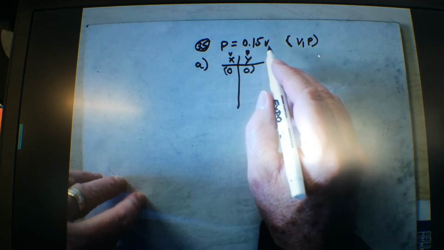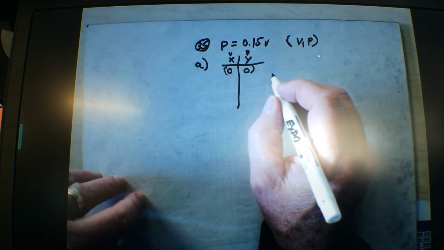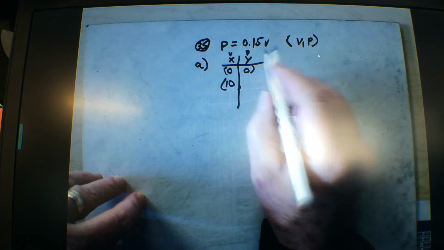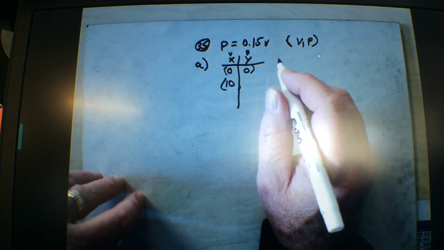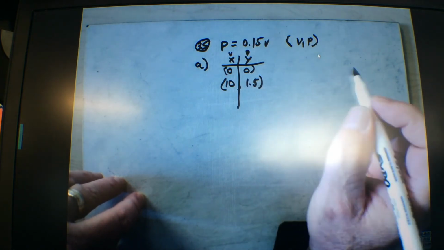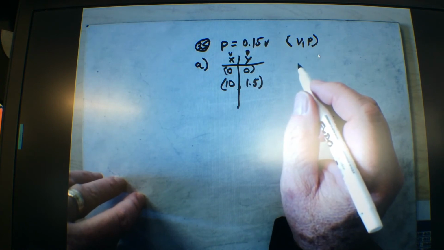1 would be a very small number. 1 times 0.15 is 0.15. Let's pick a bigger number. So, could I go 10? What is 10 times 0.15 without a calculator? Who can do that? 1.5. Thank you, Miss Tyra. All right. So do I have two numbers? Do I have two numbers?